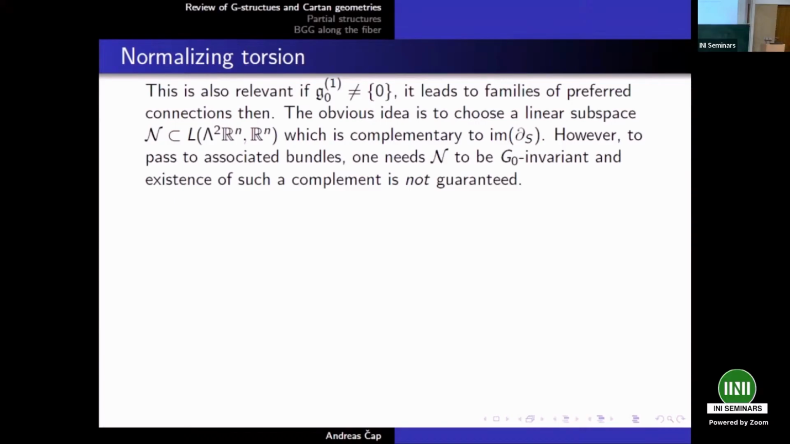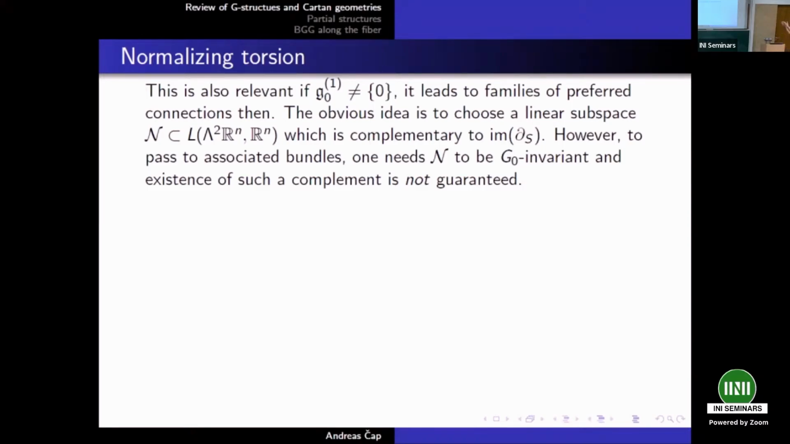Now, the obvious idea what you can do if you want to normalize your torsion is this. If you think about the space of possible torsions, and then somewhere you have the image of the Spencer differential, so that's how torsion moves. If you want to normalize, what you have to do is choose in some way a complementary subspace, because then wherever you land, you can move it uniquely into that subspace. This is what I will denote by N. So the obvious idea is that you can choose a linear subspace N in the space of linear maps from lambda 2 Rn to Rn, which is complementary to the image of the Spencer differential. And of course, this can always be done.